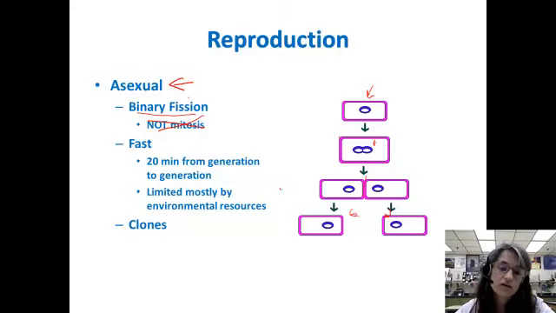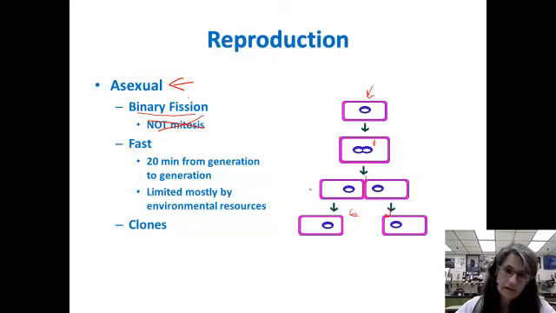It is quick, 20 minutes in some cases from one generation to the next. Pretty much the only thing that limits bacterial growth is some limiting nutrient, a limiting factor, if you will, in the environment that is going to limit the amount they can grow. So essentially, they clone each other.